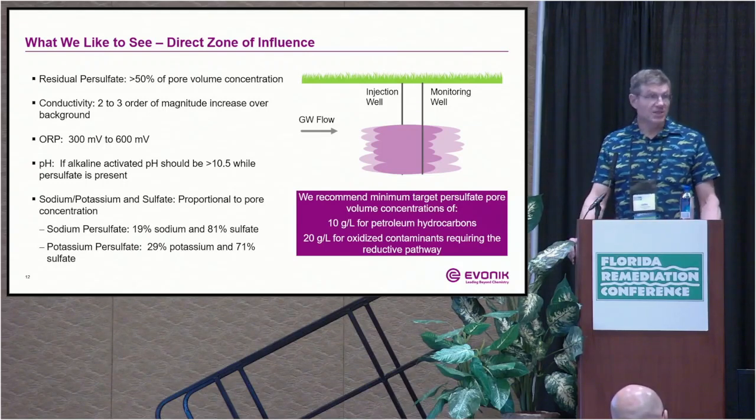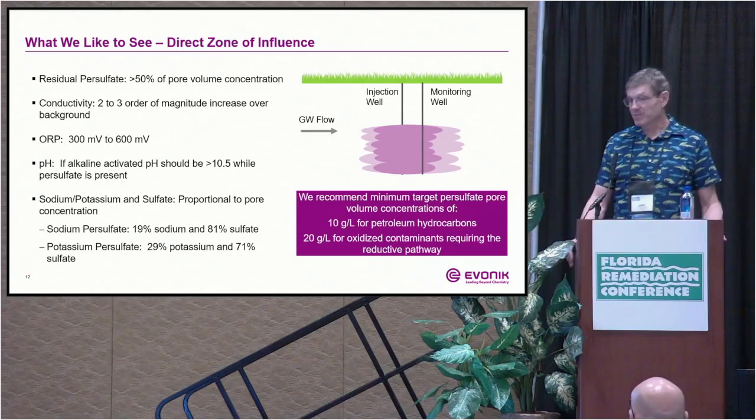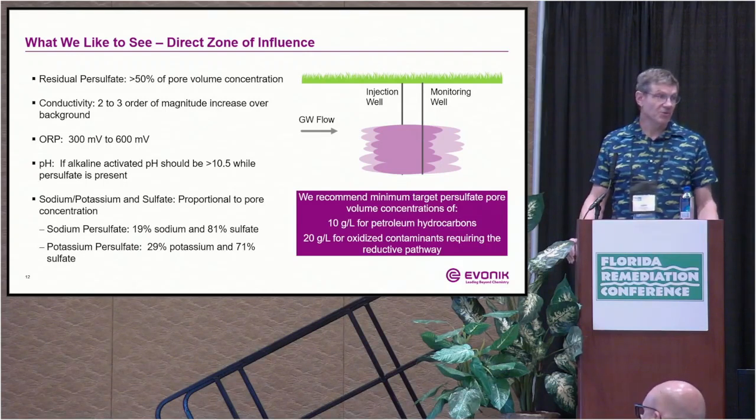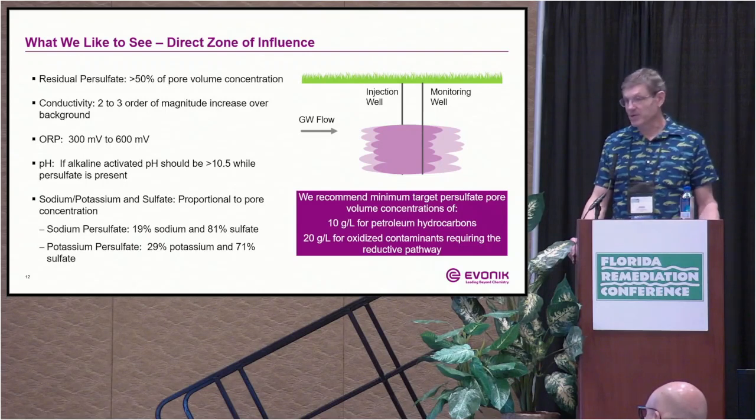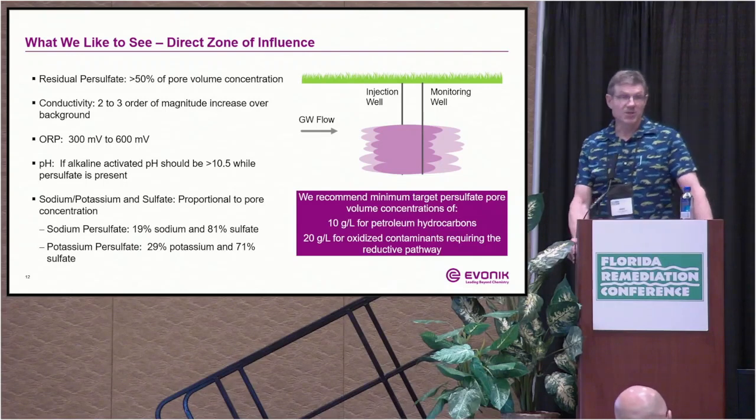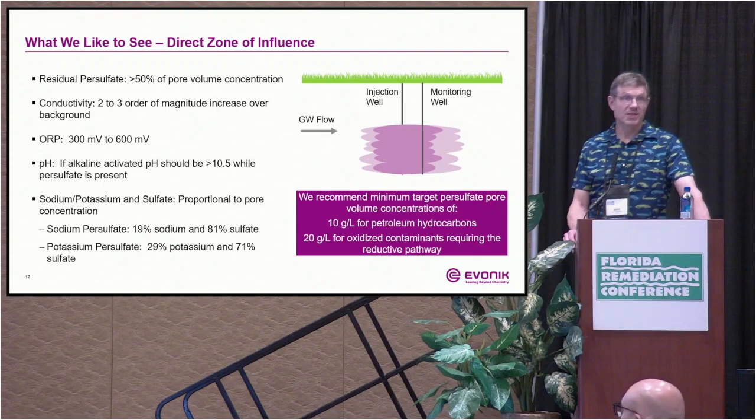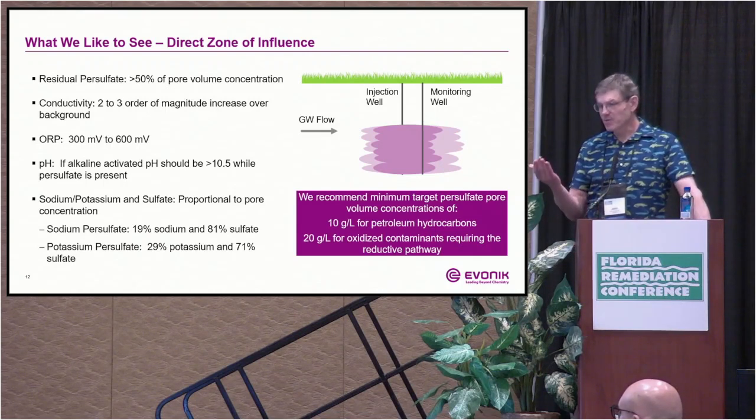Conductivity, we'd expect to go up 2 to 3 orders of magnitude. It should jump up quite substantially. ORP plus 300 to plus 600 millivolts, pretty substantially much higher than you would see in a natural groundwater. If you're doing alkaline activation, which again is the most common, you'd expect your pH to be 10.5 or more during the time that you're doing your activation. Sodium and potassium and sulfate, proportional as I've talked about before.